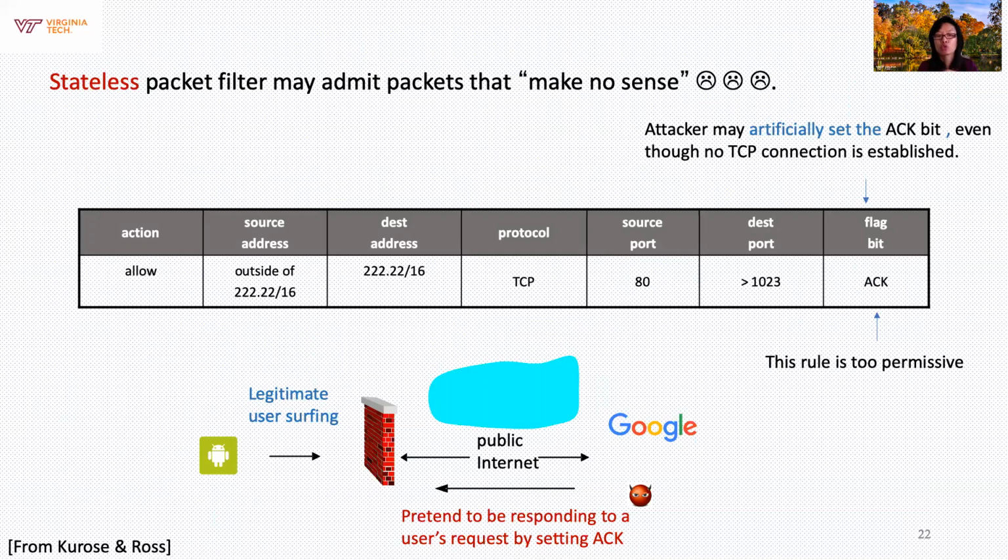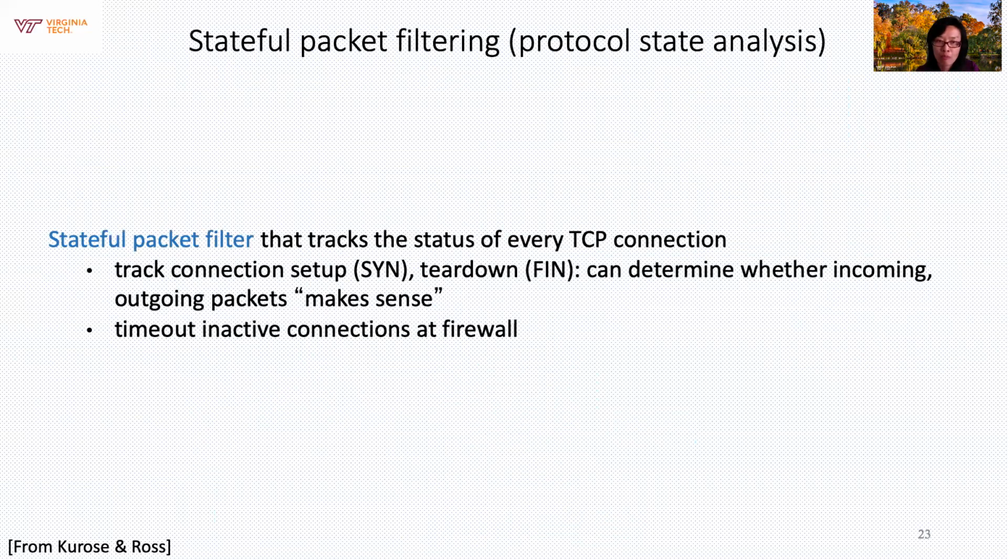If you do network reconnaissance, like a port scan, you can just set this bit. You could scan certain ports on the client side. The attacker pretends to be the web server coming from port 80, and then you are scanning the client-side non-privileged ports. So this is bad. There are some deficiencies in stateless firewalls.